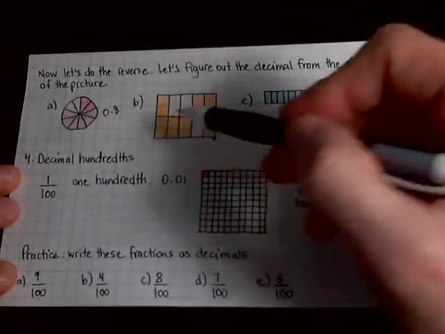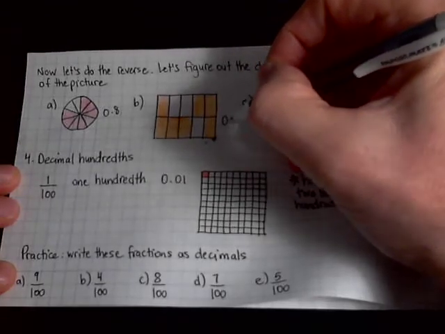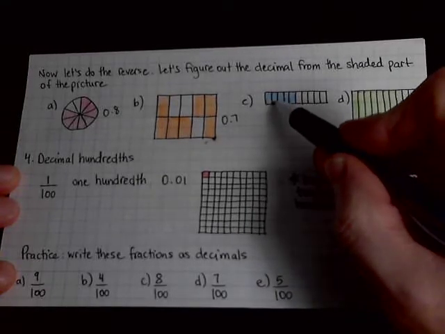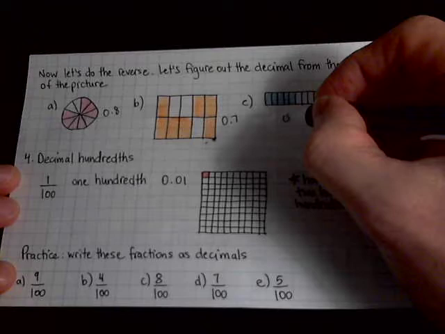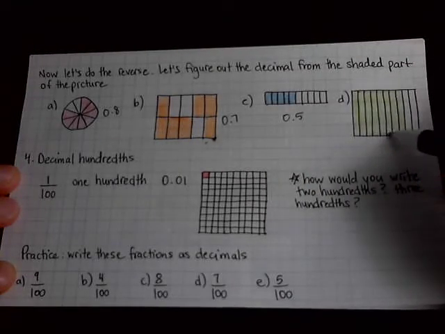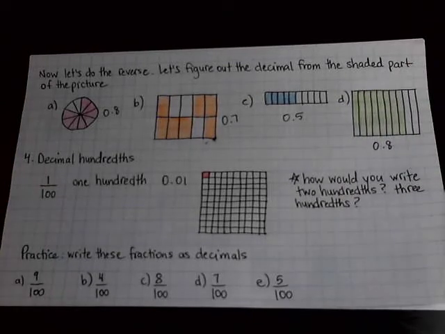This one again, they're not all in the same row, but we have 1, 2, 3, 4, 5, 6, and 7. So we say that's 0.7. This one, we have 1, 2, 3, 4, and 5, so we say that's 0.5. And then this one, again, we have 1, 2, 3, 4, 5, 6, 7, and 8. So I'd say that's 0.8. And so that's just using one of those skills to look at an area model or a picture and figure out which decimal notation is being represented here.